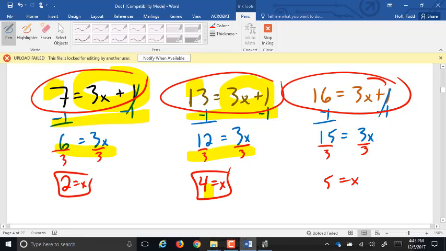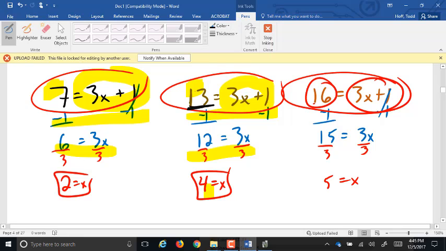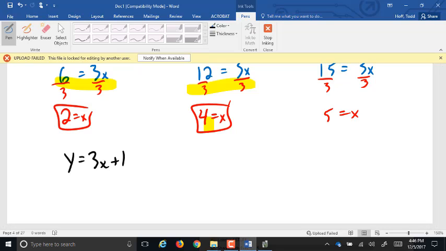It's all the same on this side. This number here changes. So rather than just keep writing different values in here for that number, we represent it as y equals 3x plus 1. And that would represent all of the different equations in that family.